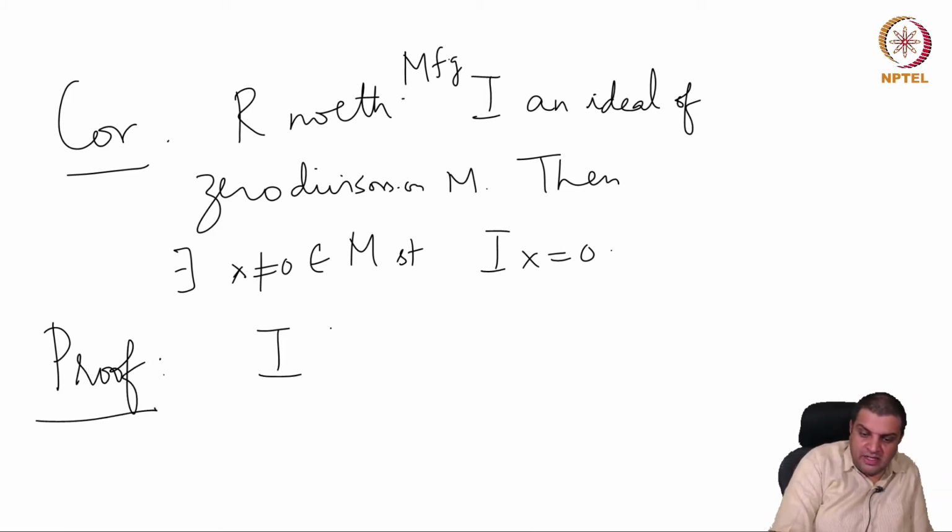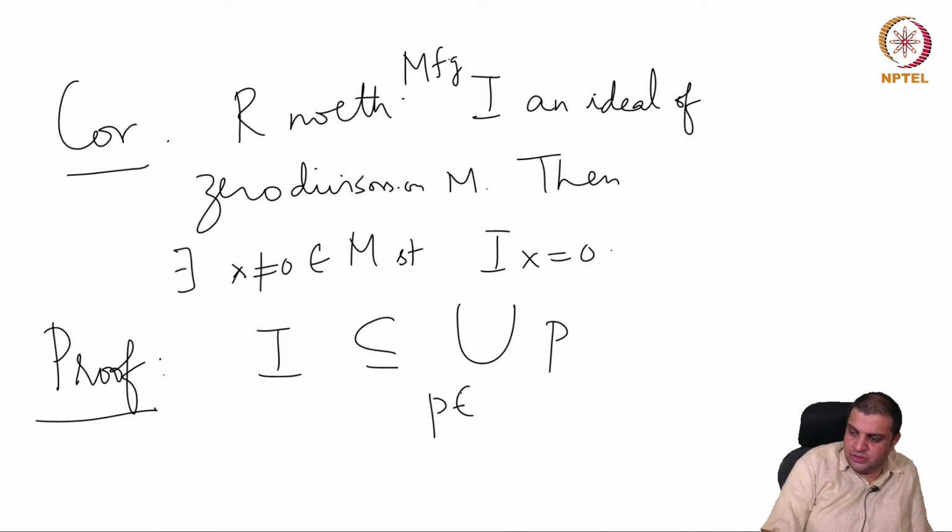Notice that I is in the union of the P associated to M. This is a finite set, so this now implies that I is inside one of the P. This is prime avoidance.